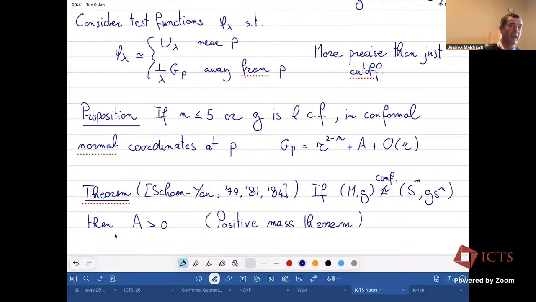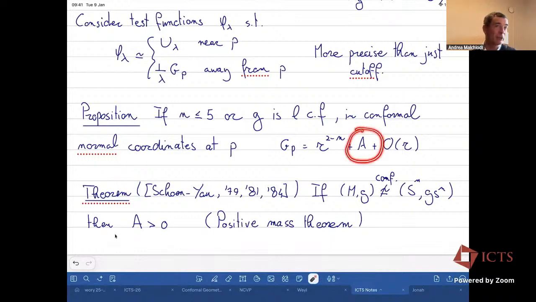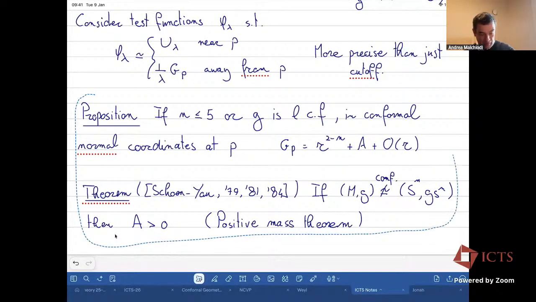But a consequence of that is that you understand the lower order term in the expansion of the Green's function. So it's a quantity that distinguishes the sphere from any other manifold somehow. Okay, and once you have this, so the positive mass theorem, let me recall both theorems and the definition of the test function that I chose, this one.